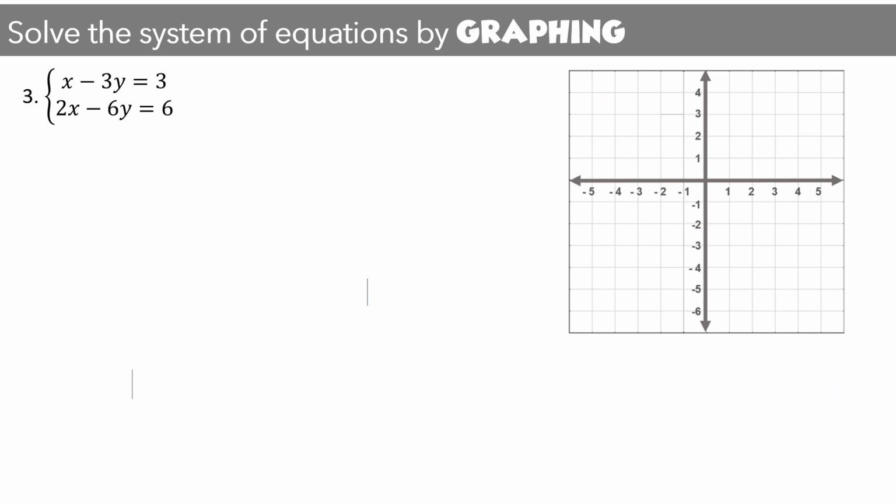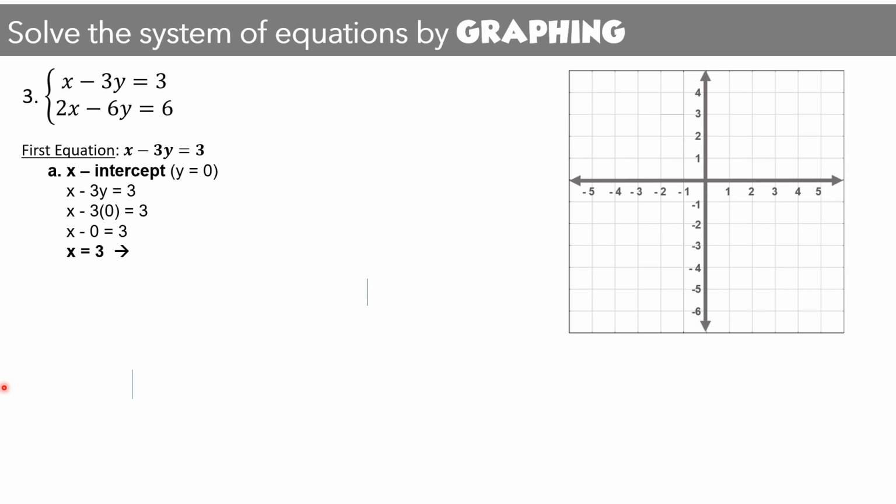Third example for solving system of equations by graphing. Let us start with the first equation by changing y into 0 to get the x-intercept. So we have x minus 3y equals 3. Change y into 0. 3 times 0 will give us 0. So we only have x equals positive 3. For our ordered pair, it will be 3, 0.